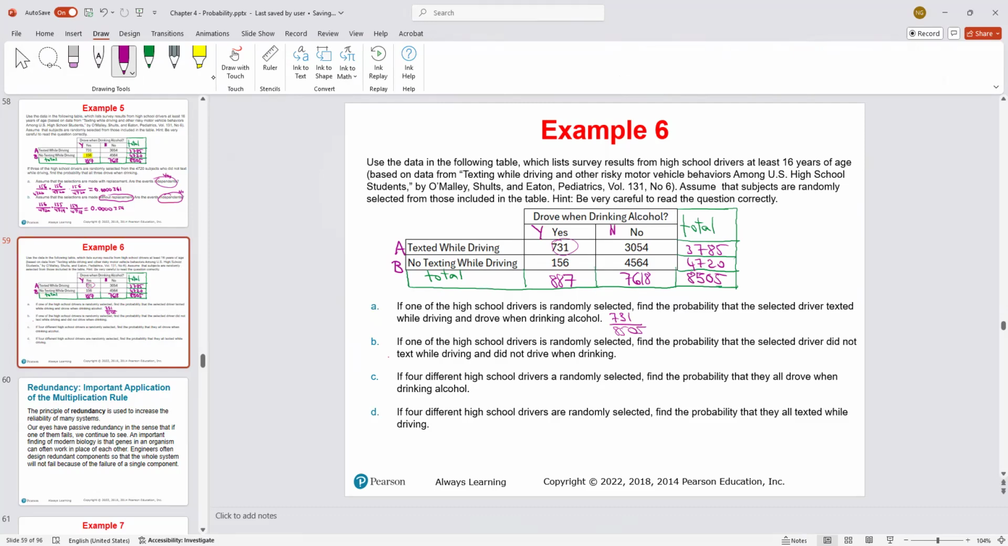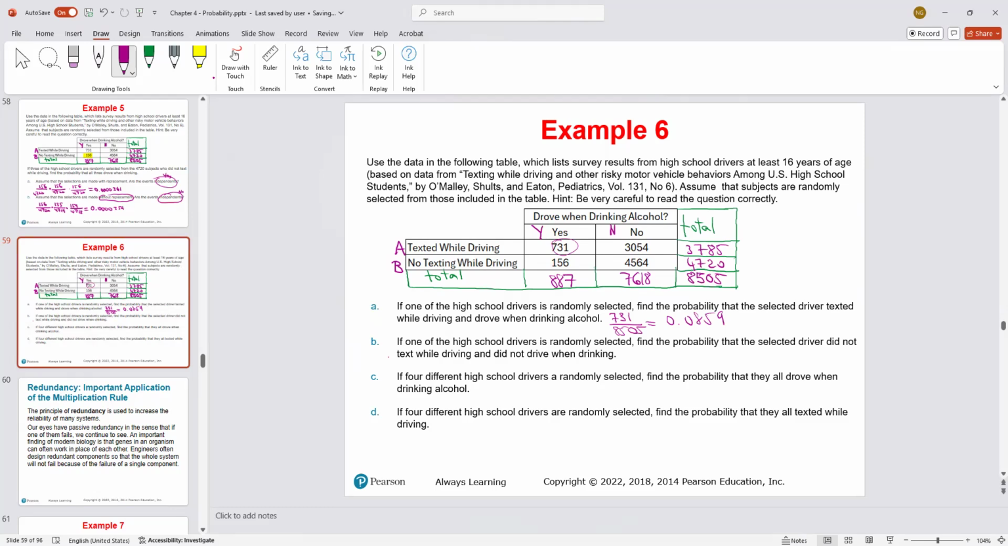So we said 731. If one of the high school drivers is randomly selected, find the probability that the selected driver texts while driving and drinking alcohol. So you can do this and find the probability to be 0.0859. Let's go with the second one. Find the probability that they all drove when drinking alcohol.